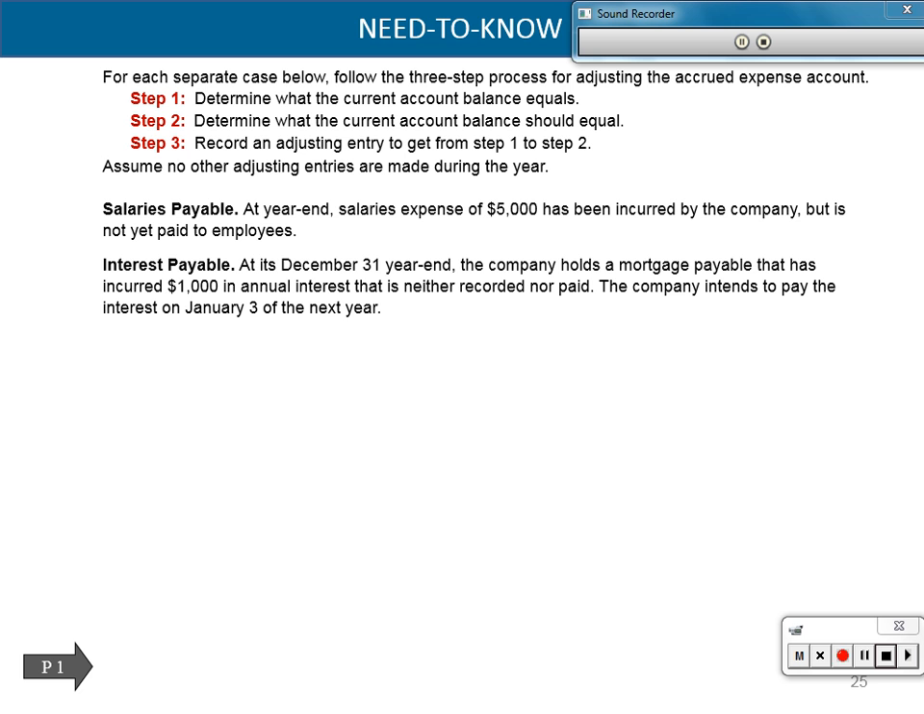So, this example, salaries payable. At year end, salaries expense of $5,000 has been incurred, but not yet paid. So we've got to do an adjusting entry to recognize the payment. Interest payable. December 31st, year end, the company holds a mortgage payable that has incurred interest of $1,000, and it hasn't been recorded and it hasn't been paid. They intend to pay it on January 3rd of the next year.